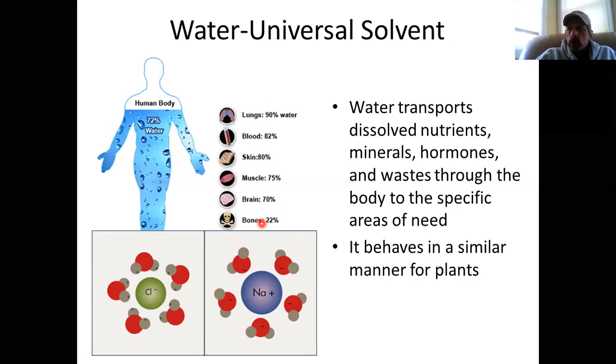Naturally, urine is mostly water. Well, that transports these waste materials out of the body. So water, being a universal solvent, serves very important functions for living organisms. Because it's polar, it allows nutrients, minerals, hormones, and waste materials to stick to it and either be carried away or transported to where we need them.